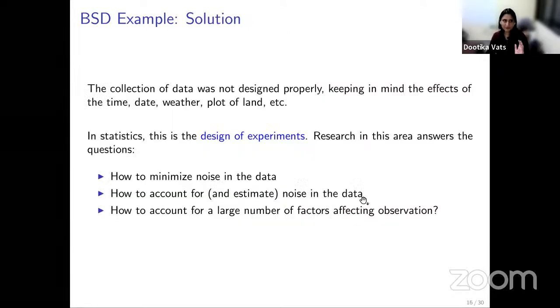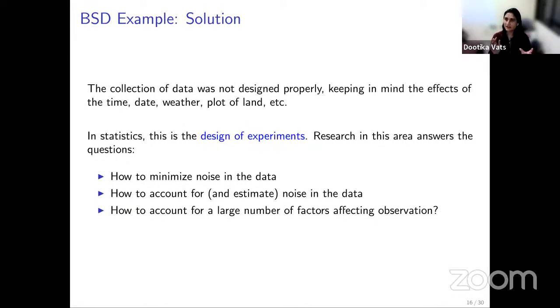Okay, so what I'm trying to say is that the collection of data was not designed properly, keeping in mind the effects of the time, date, weather, plot of land, etc. Right? And in statistics, remember the first point in statistics was collection of data. The collection of data is crucial. Right? If we are designing an experiment, we need to make sure we factor in all the different things that can affect the experiment. Right?